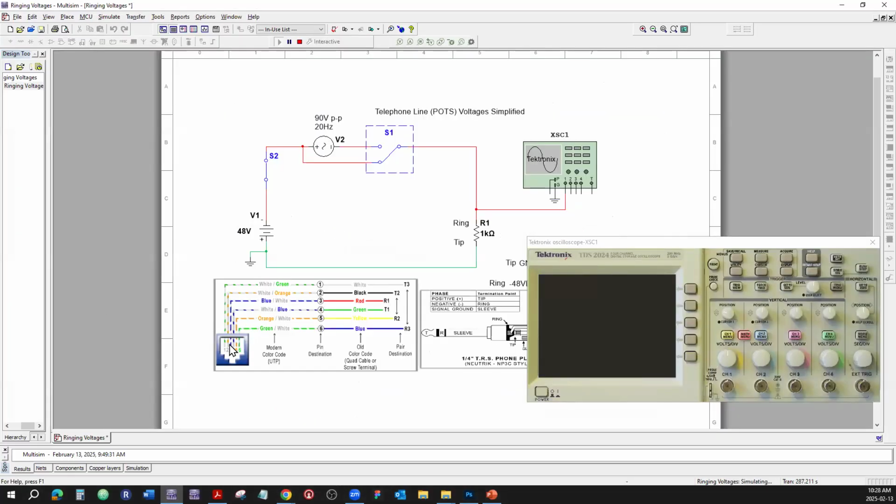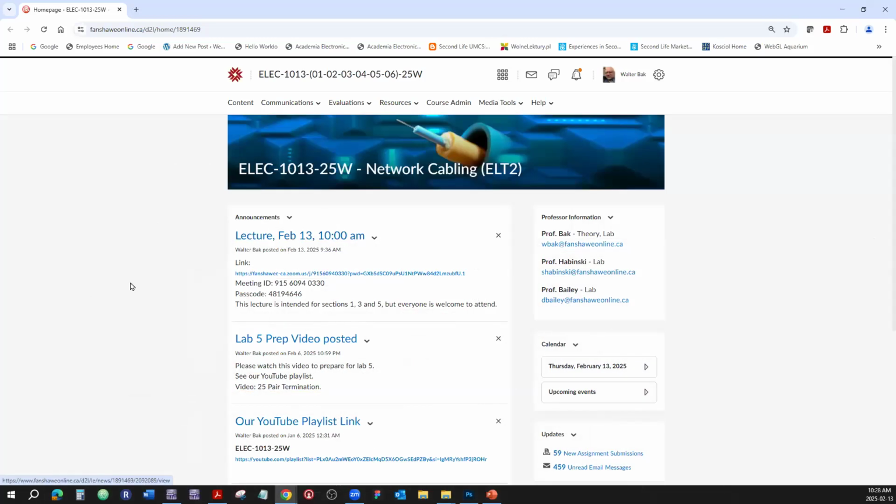Let me just turn off the simulation so I'm not overloading my microprocessor.